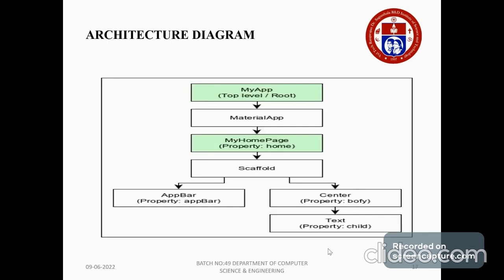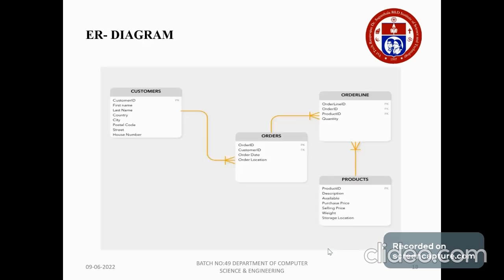I'm going to explain the architecture diagram. First, this is the top level of my app. Next, the material app, my home page, scaffold, app bar, center text. That means it is divided into these categories, from the seller at the beginning to the buyer options. This is the data flow diagram.